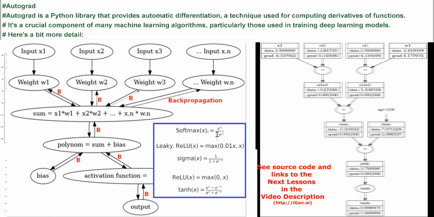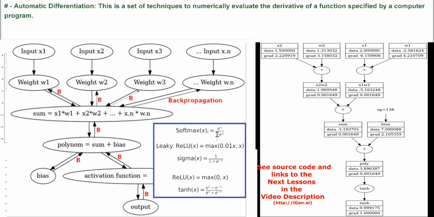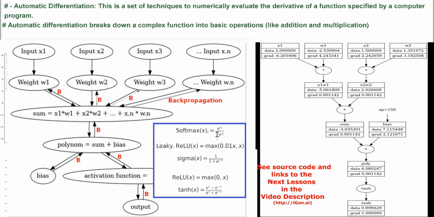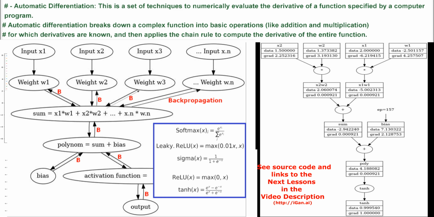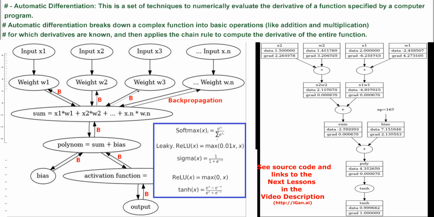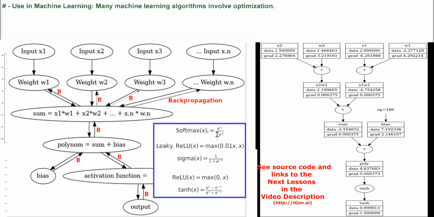Here's a bit more detail. Automatic differentiation. This is a set of techniques to numerically evaluate the derivative of a function specified by a computer program. Automatic differentiation breaks down a complex function into basic operations, like addition and multiplication, for which derivatives are known, and then applies the chain rule to compute the derivative of the entire function. Use in machine learning.